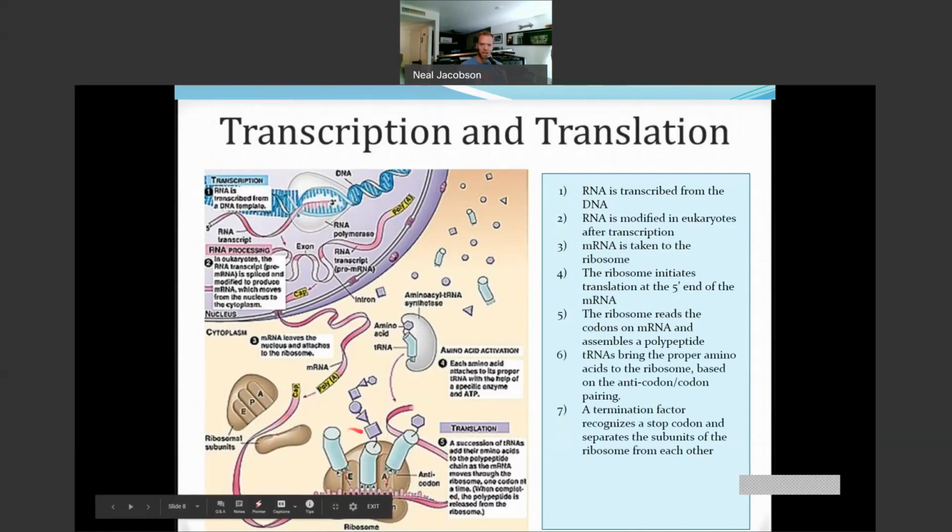And then it gets to the end, and that termination factor is going to separate the large and small subunits from each other. And then this process repeats endlessly until enzymes have eaten up the part of the RNA that is part of the recipe, and then it stops making proteins. And that is translation. Hope you guys enjoyed it.